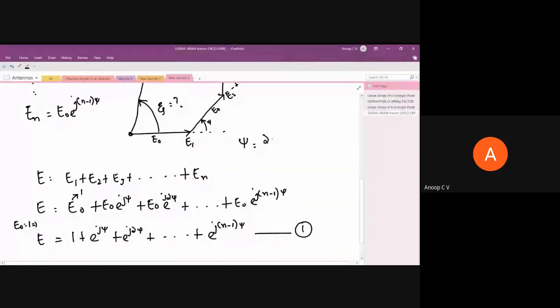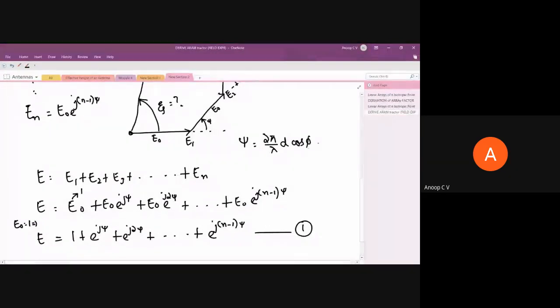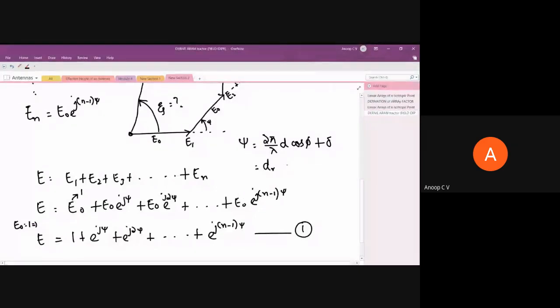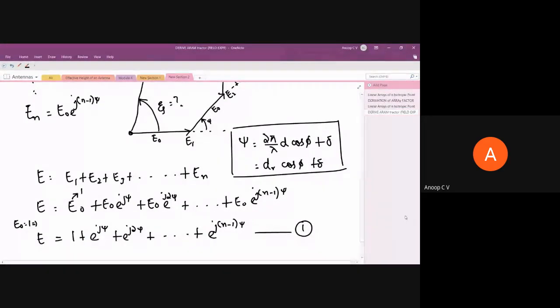Please remember our psi is nothing but what? 2 pi by lambda times d cos phi plus delta, or I can write d r cos phi plus delta, right? This is our psi. Please do remember that. I'm not substituting for psi now, right? So this is equation number 1.